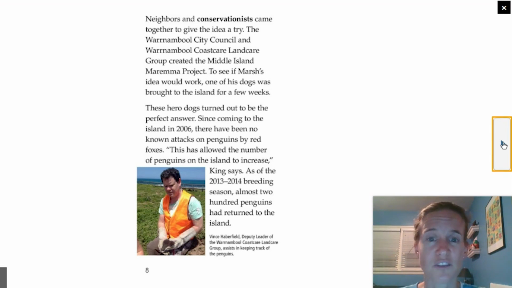Since coming to the island in 2006, there have been no known attacks on penguins by red foxes. This has allowed the number of penguins on the island to increase, King says. As of the 2013-2014 breeding season, almost 200 penguins had returned to the island. Vince Harborfield, deputy leader of the Warrumbal Coast Care Land Care Group, assists in keeping track of the penguins.